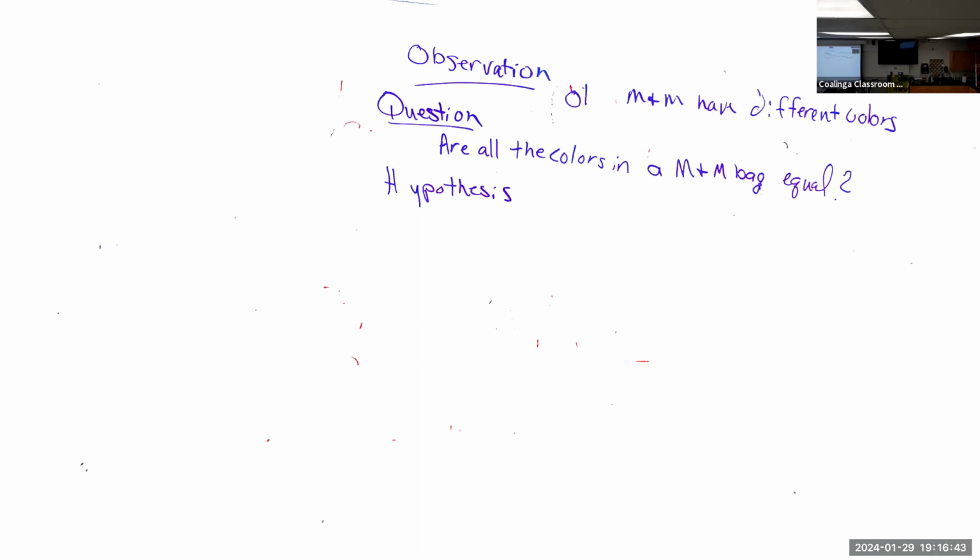So I need to make a hypothesis. So a hypothesis is just basically a guess of what we think is going to happen. So I don't think they're all equal. I think there's a preference for green because green means money, and I like green. Green's my favorite color. So I'm going to say that there are more greens in a bag of M&Ms than any of the other colors.